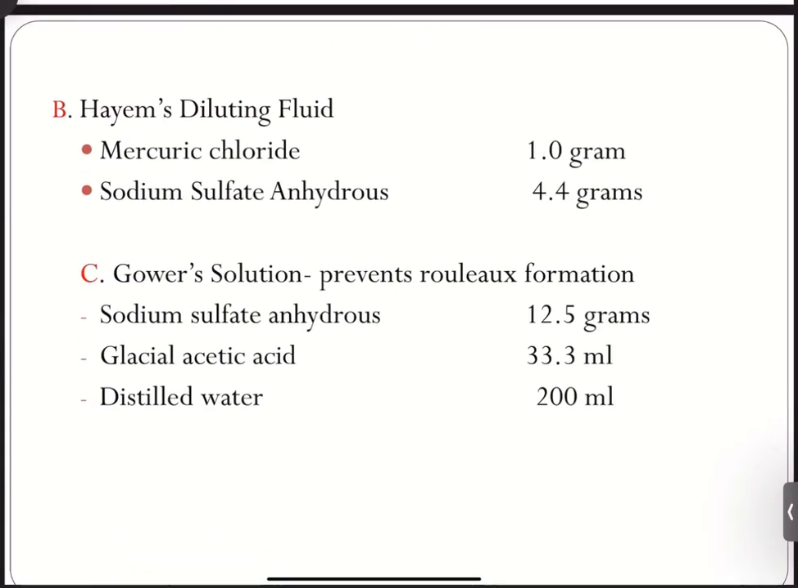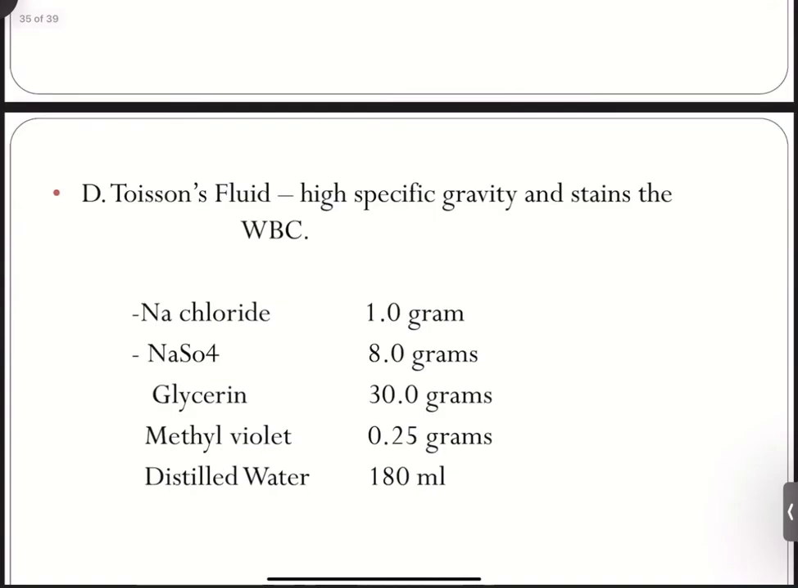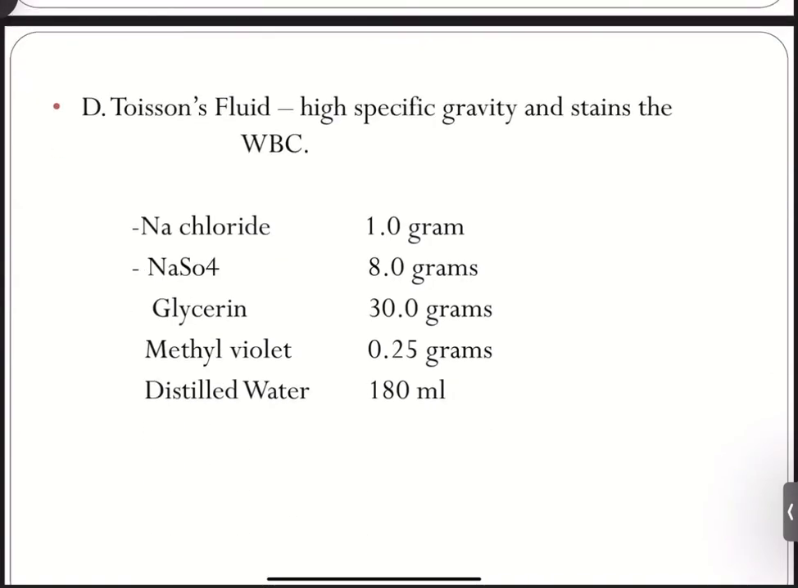Next is Hayem's fluid, composed of mercuric chloride and sodium sulfate anhydrous. Gower's solution prevents rouleaux formation. How? Because it contains sodium sulfate anhydrous, glacial acetic acid, and distilled water. No rouleaux formation occurs using Gower's solution. Toisson's fluid has high specific gravity and stains the WBCs, thus differentiating your RBCs and WBCs. It is composed of sodium chloride, sodium sulfate, glycerin, methyl violet, and distilled water.